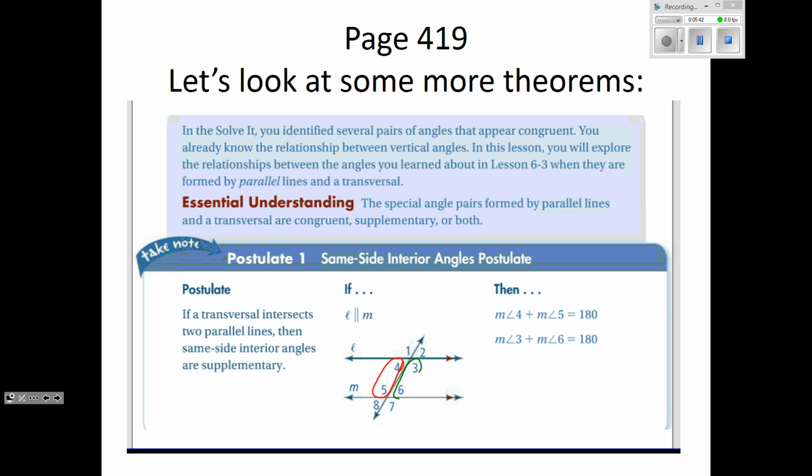By the same logic, 3 and 6 are also same side interior angles, right? They're on the same side of the transversal, the one that cuts across the parallel lines, and they are inside of the parallel lines. Okay, so they are supplementary. I find that we know the things about congruent. Sometimes we start to make these congruent, and that's where we start to have some issues.